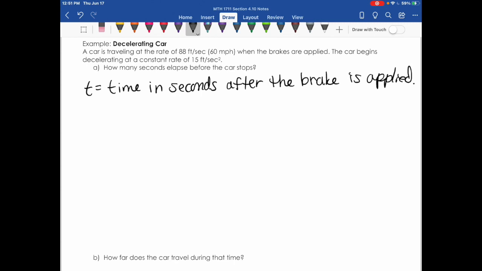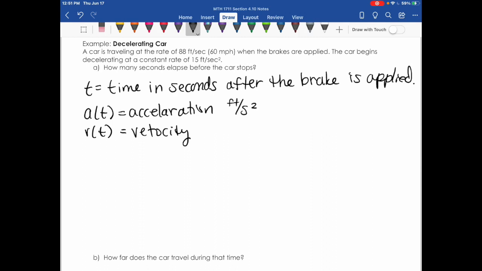So that means that t equals 0, the brake is applied, and if it's t equals 2, then that means it's 2 seconds after the brake has been applied. Okay, we're going to let a of t be the acceleration, and we're going to let v of t be the velocity, and this is going to be in feet per second squared because it's acceleration, and this is going to be in feet per second.